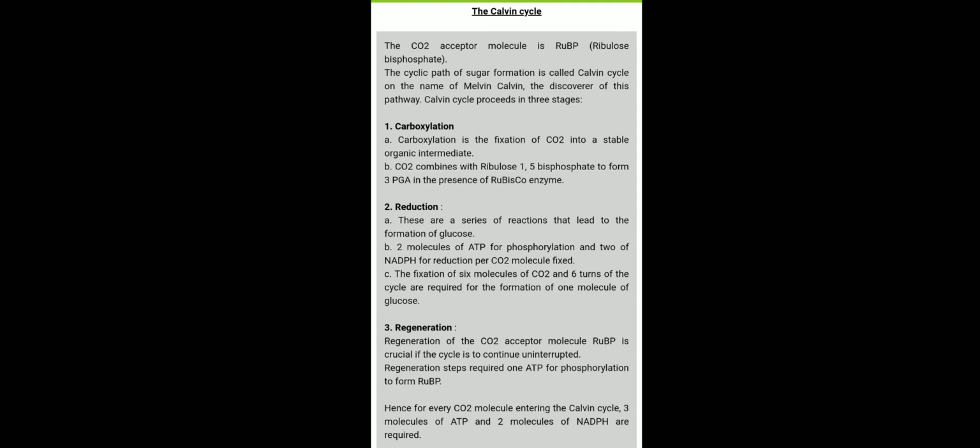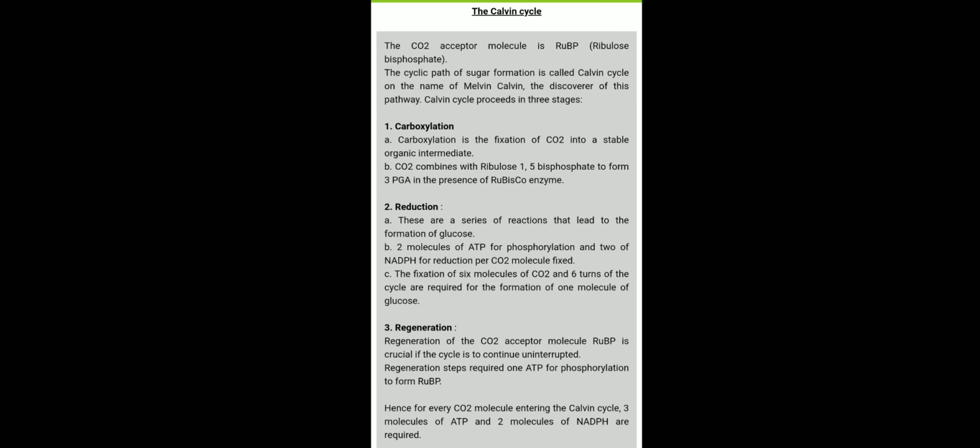The Calvin cycle has three stages, as I have told you, and now let us see a summary. First, carboxylation. What is the first step of the C3 cycle? Here is the fixation of CO2 into a stable organic compound. CO2 is fixed and PGA is formed. CO2 combines with RuBP to form PGA.